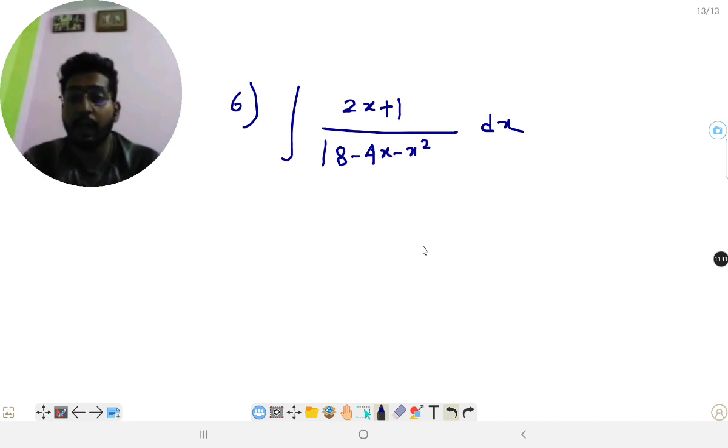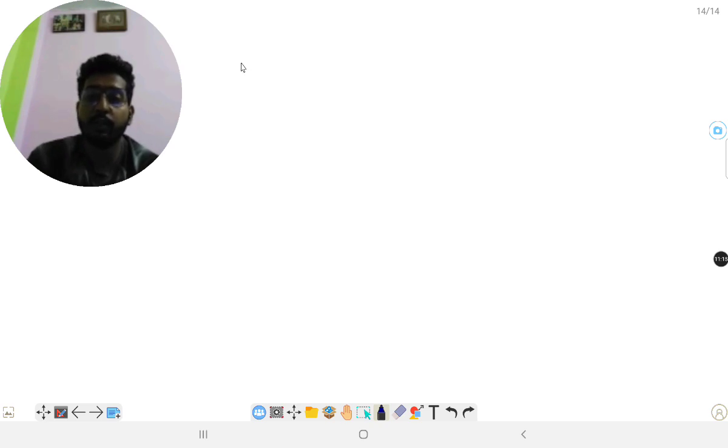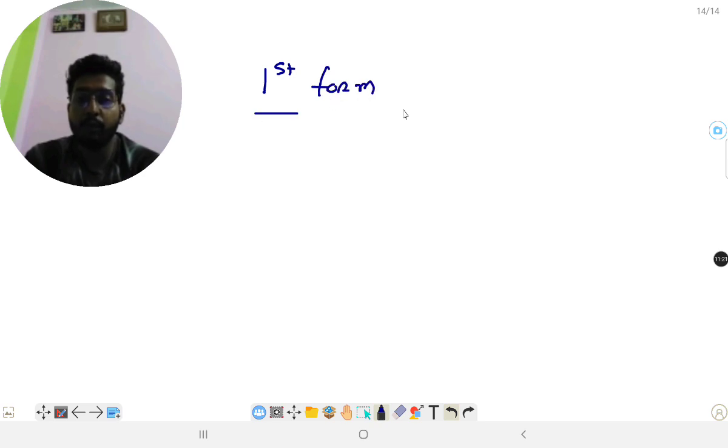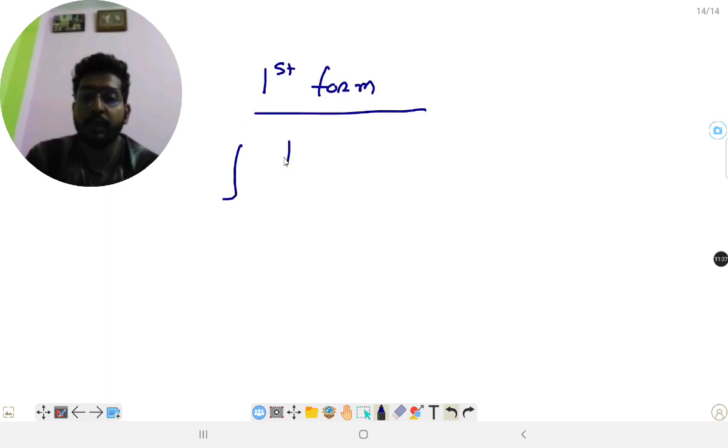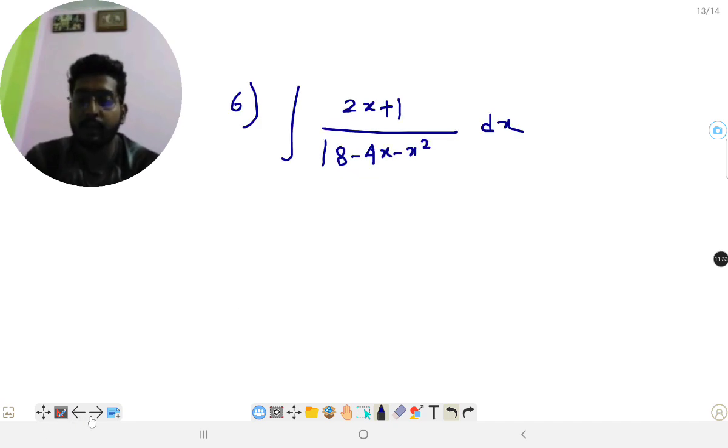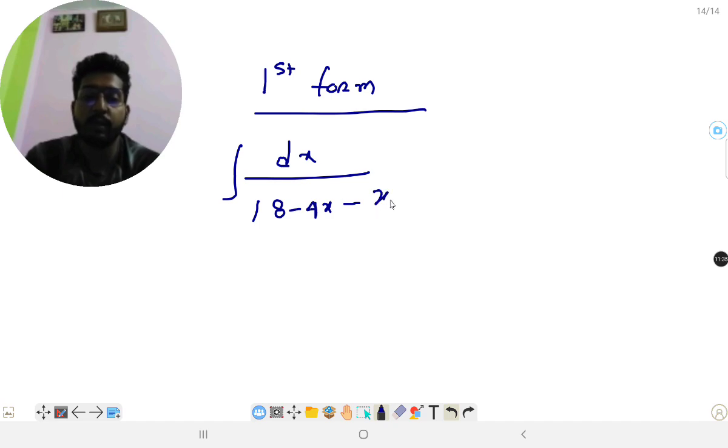Okay, for that one remember 3 forms. So there are 3 forms you have to remember. So first form, what will be the first form? Suppose the same thing is given. Suppose the question is like this: integration of 18 dx by (18 minus 4x minus x square). Suppose this question is given.